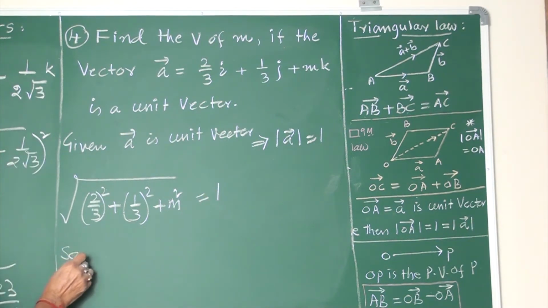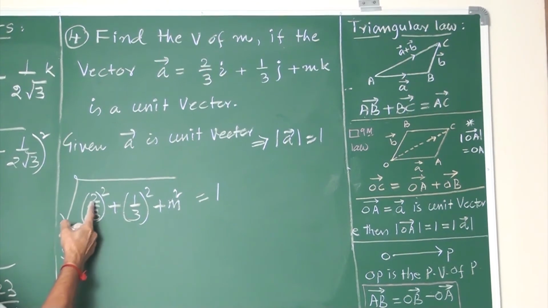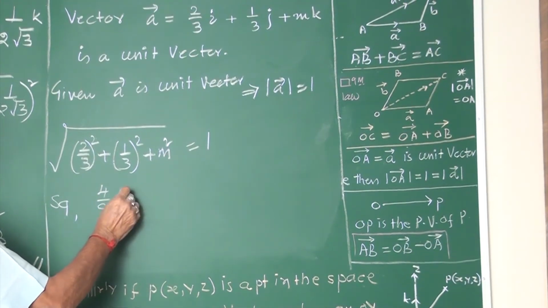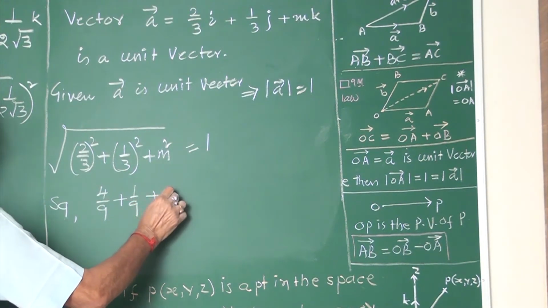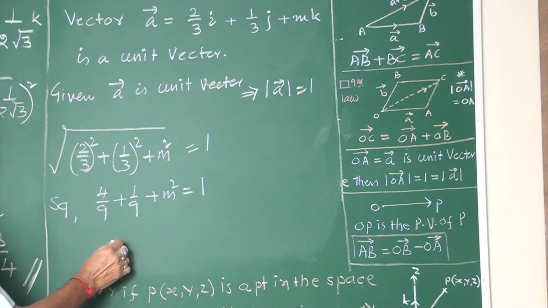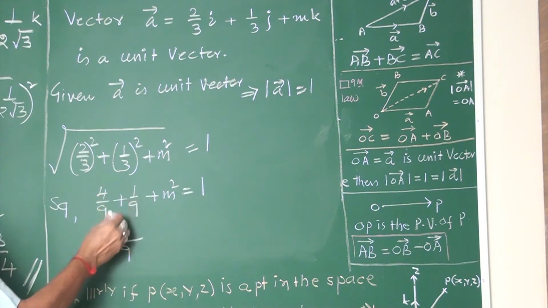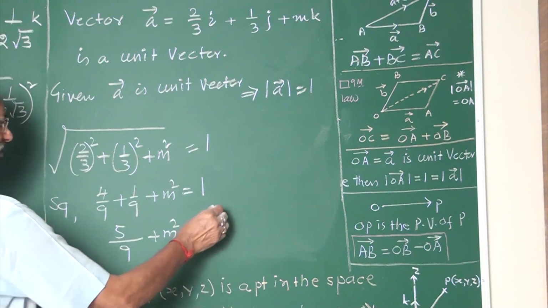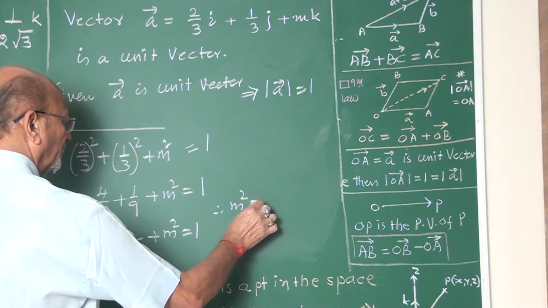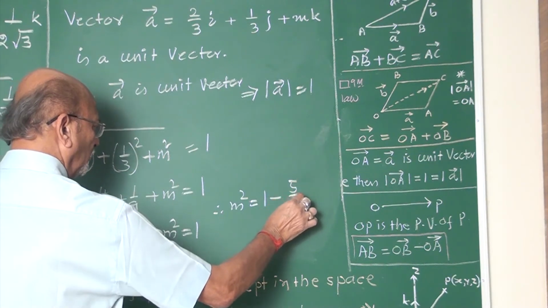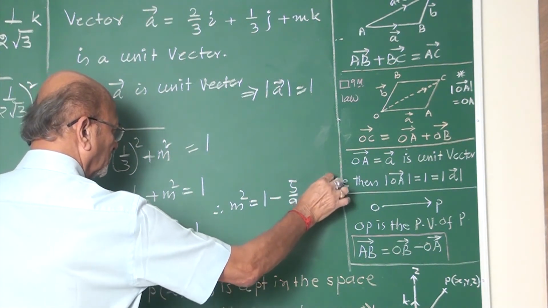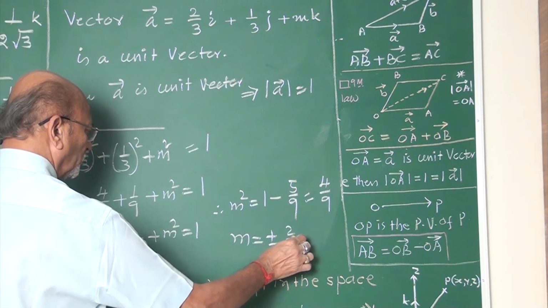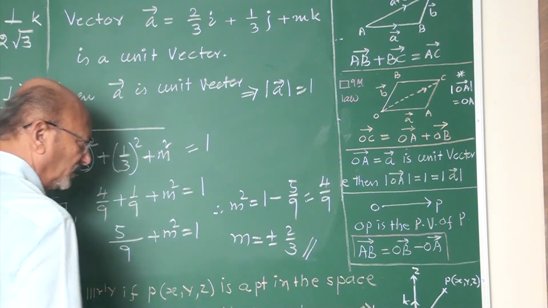Square both sides. The square root cancels. 2 by 3 the whole square means 4 by 9, plus 1 by 9, plus m square is 1. 9 is the LCM. 4 plus 1 is 5, plus m square is 1. Therefore, what is the value of m square? m square is 1 minus 5 by 9. Simplification, 4 by 9. What is m? Square root of this, plus or minus 2 by 3. This is the value of m, my friends.